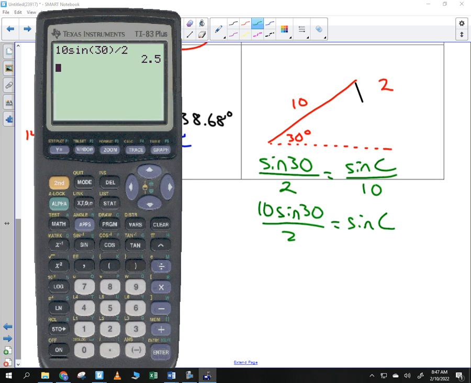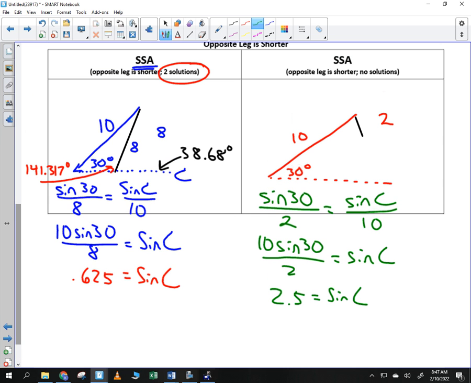10 sine of 30 divided by 2. If we're finding the angle, what should we press, Josh? And watch what happens when I press second sine. Can sine ever be a value of 2.5? No. Remember, you just tested on it. When you graph sine, what's the biggest it can be? 1. What's the smallest it can be? -1. Sine always stays between 1 and -1. Is that between 1 and -1? No. And that's the kind of triangle where you would have no solution.